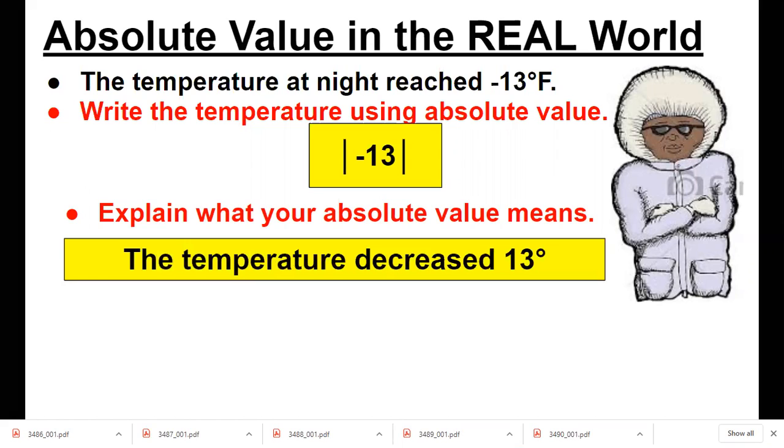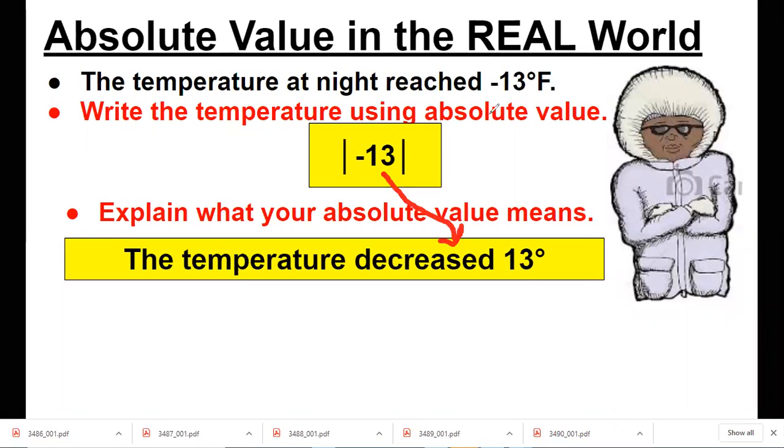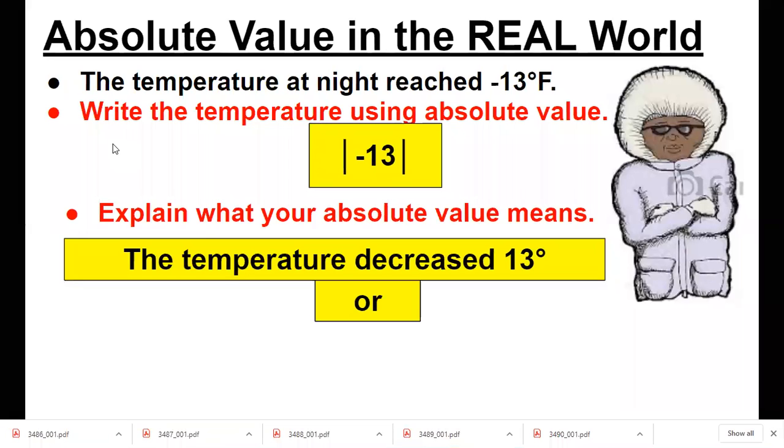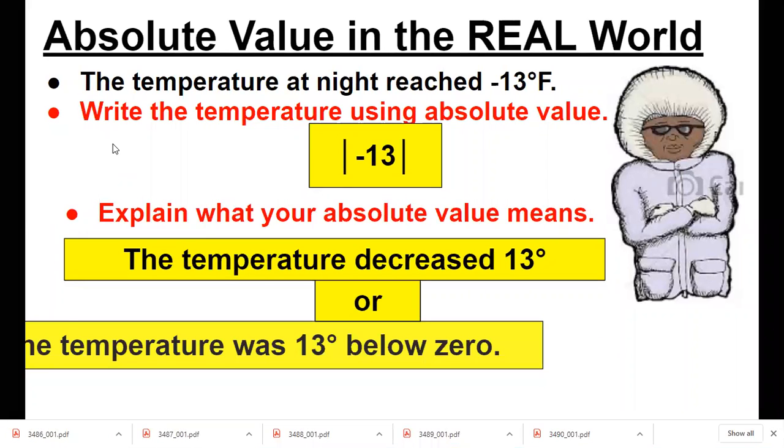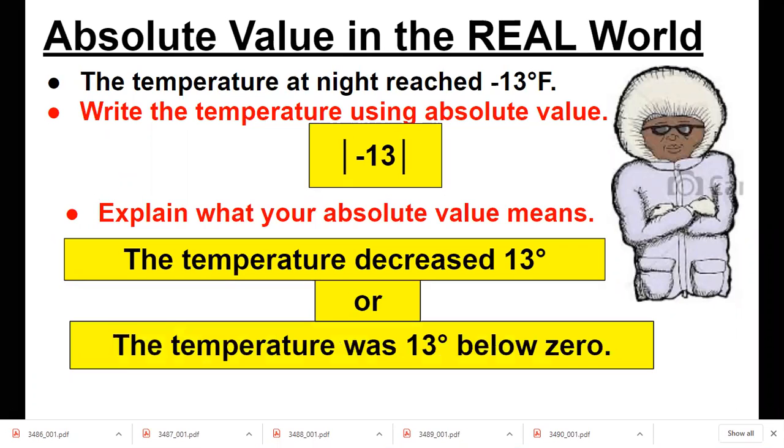Well, the temperature decreased 13 degrees, right? You took the positive value of negative 13 and you described it as a decrease of 13 degrees in your temperature. Or you could say the temperature was 13 degrees below 0. Two ways to say it. Most people, I think, probably say it was 13 degrees below 0, but I'm not sure.